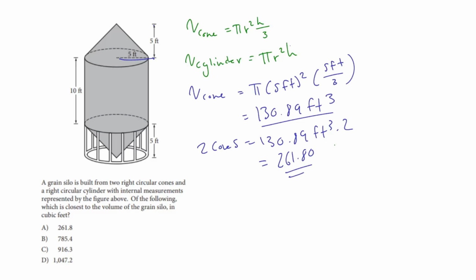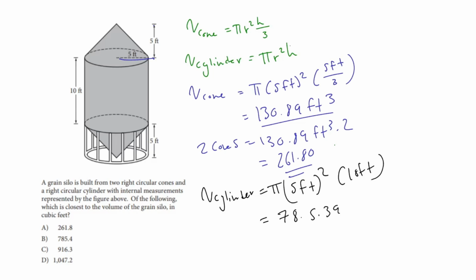Okay, now let's look at our cylinder over here. The volume of the cylinder would be equal to pi, which you keep as a constant, times the radius of my cylinder, which is the same as the cone, 5 feet, squared, times the height of my cylinder, which is 10 feet. And this would give me an answer of pi times 25 times 10, which is 785.39 feet cubed.